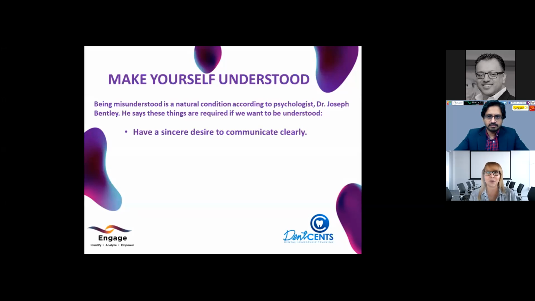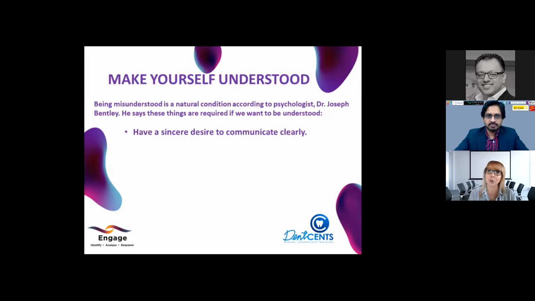Like, for example, when they use the word scaling. Seriously, who wants to be scaled? If this was an audience, I would have you raise your hands. Who here would like to be scaled? I guarantee you not one hand would go up. Nobody wants to be scaled. Nobody wants to be probed.